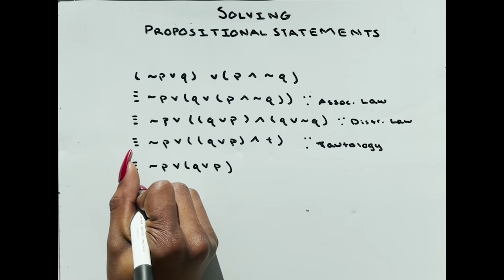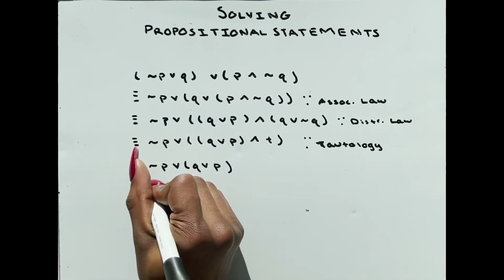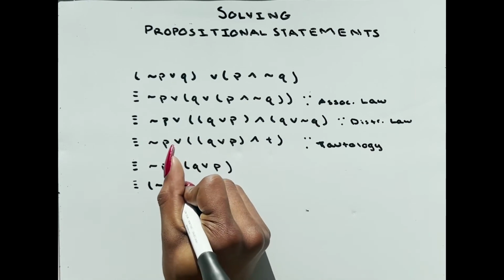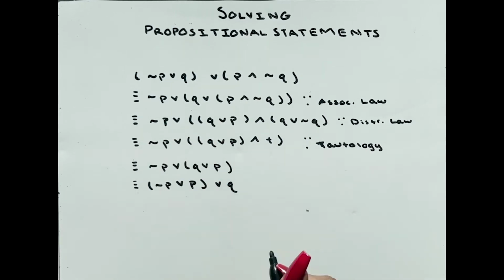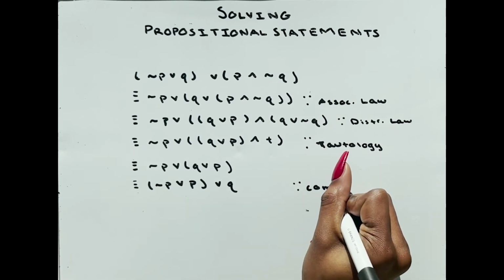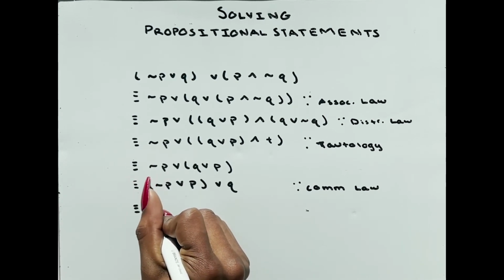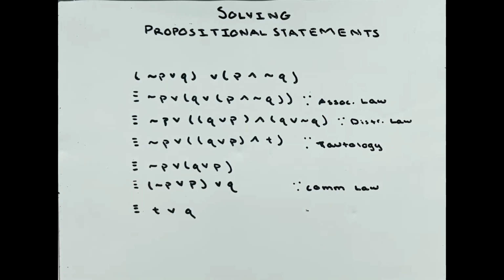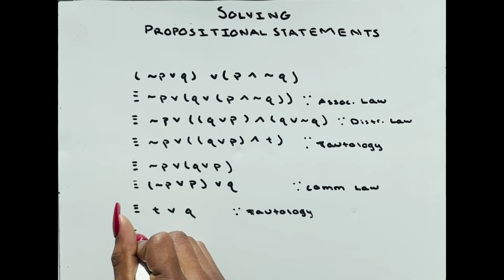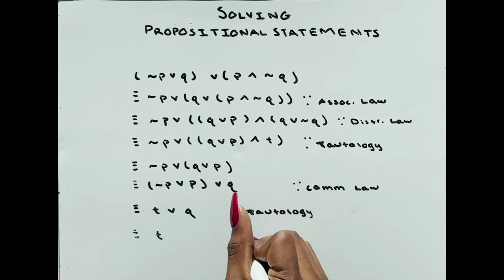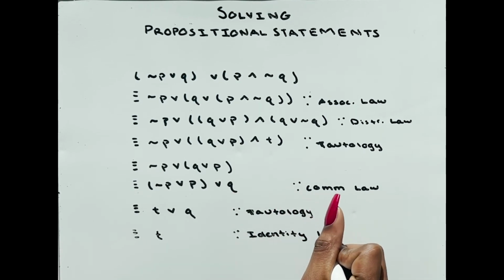By the commutative law, let's group our not P and P together, giving us not P or P or Q. Not P or P gives us another tautology. So we have tautology or Q. And finally, we have proved that our original statement is a tautology by the identity law. So here we have found that not P or Q or P and not Q is always true.